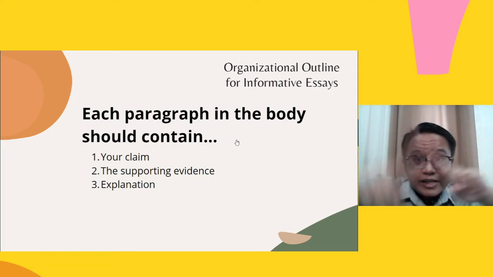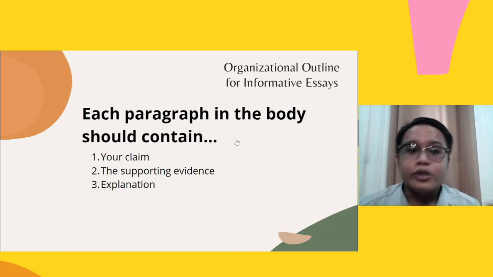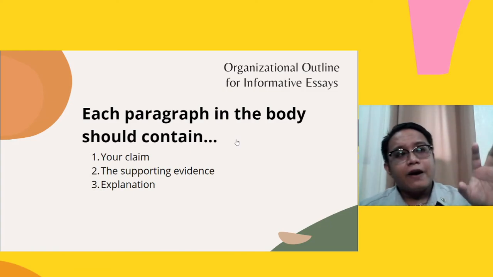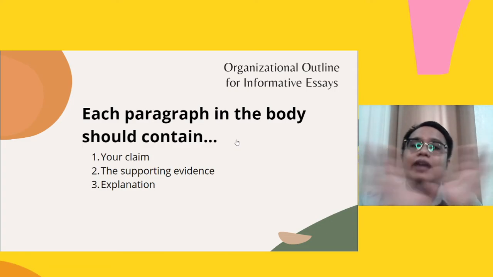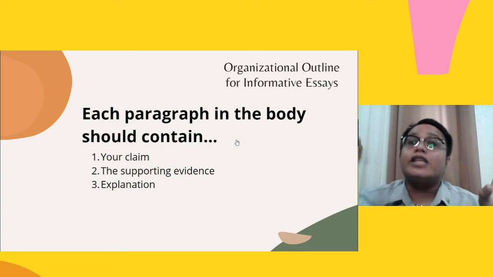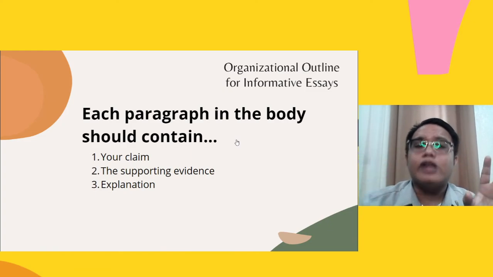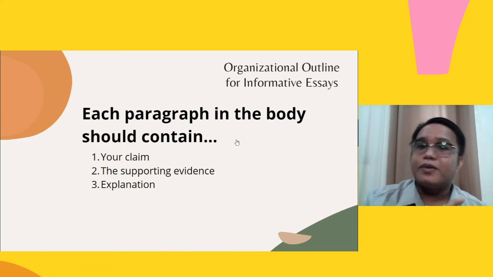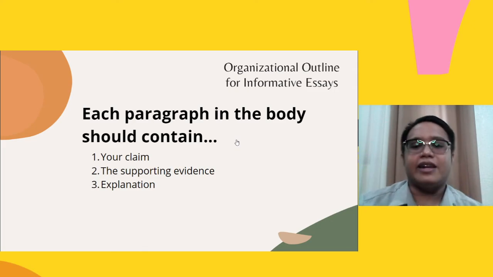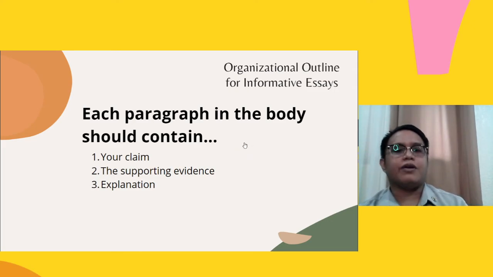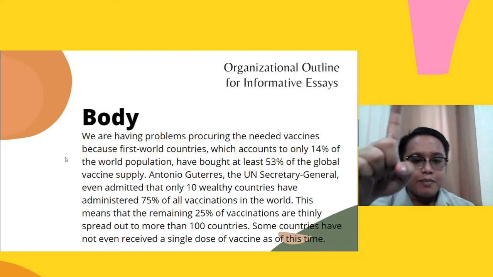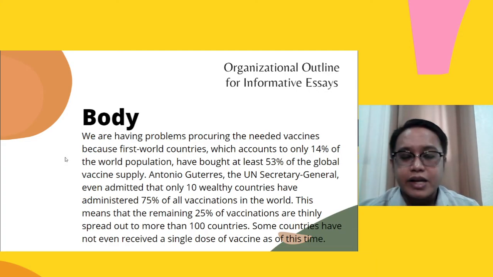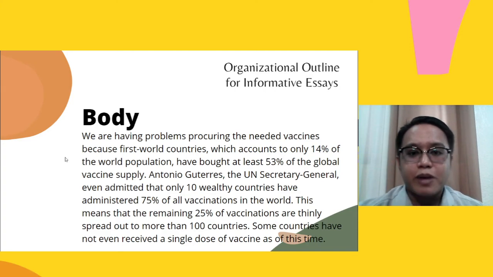So, you can see these 3 are just connected to each other. Your claim about your thesis statement has to be supported by evidence, and then you're going to explain the evidence that you are trying to use to prove your claim. So, these are all connected. Okay? So, we have our body here. Again, your claim, and then supporting evidence, and then explanation.